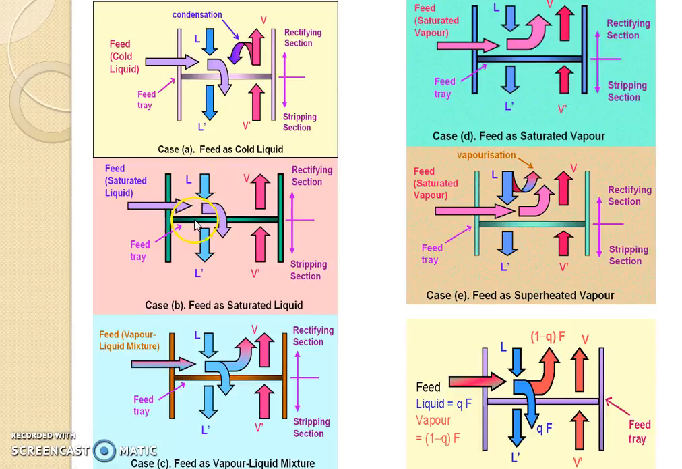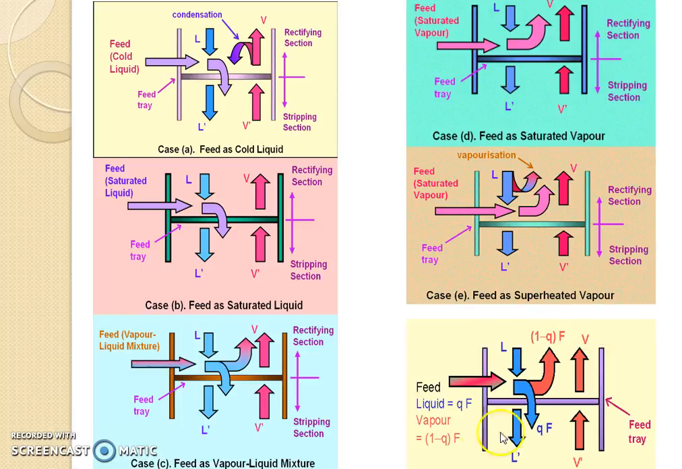If it is a saturated liquid, all the feed goes to the stripping section. There is no vapor condensation. If it is a partial vapor mixture, then some amount of liquid comes to the stripping section, and some amount of the feed goes to the vapor in the rectification section. Similarly, if it is a saturated vapor, all the feed goes in the vapor phase. If it is a superheated vapor, then all the feed enters the stripping section and some amount of the liquid is also vaporized.